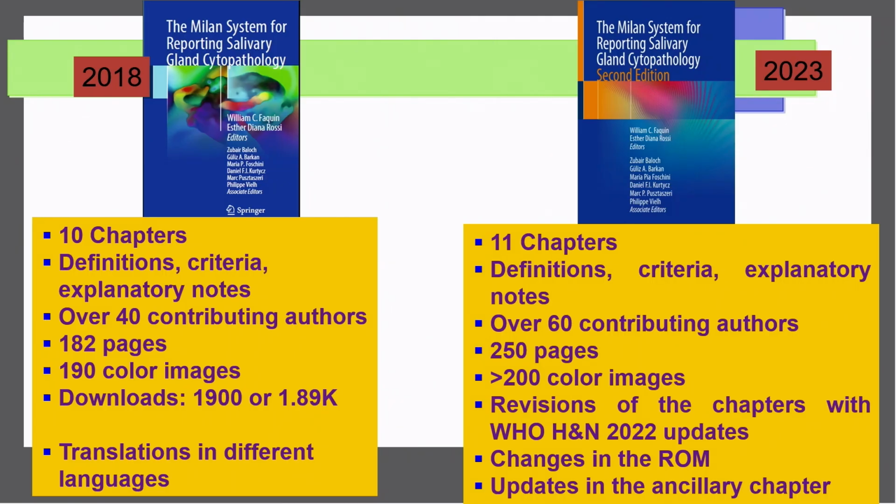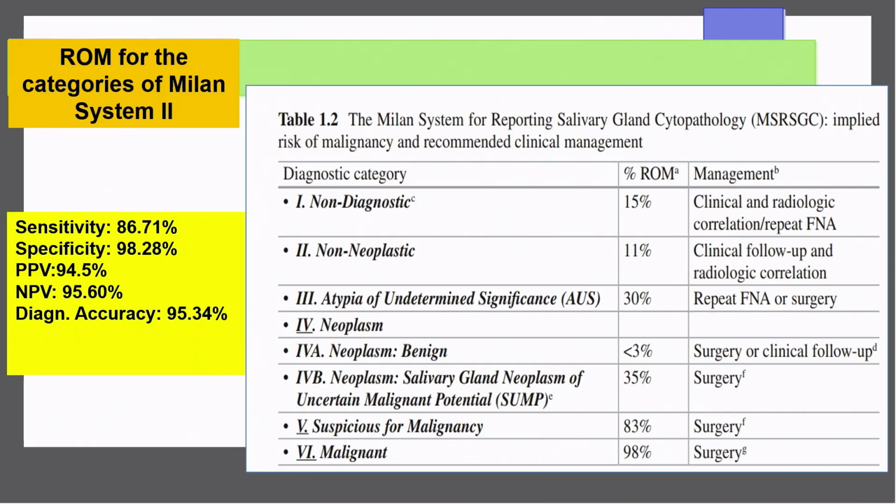In 2019, we published the first, as you know, Milan system. In 2023, the second edition, with more chapters, more authors, more pictures, and revisions according to the WHO, which had an impact because Dr. Faquin and I were involved in this WHO, and also changes in the risk of malignancy and updates in the ancillary chapter.